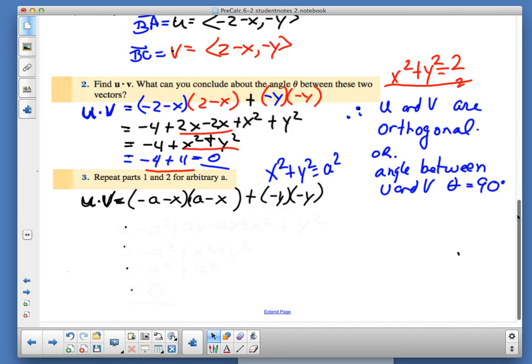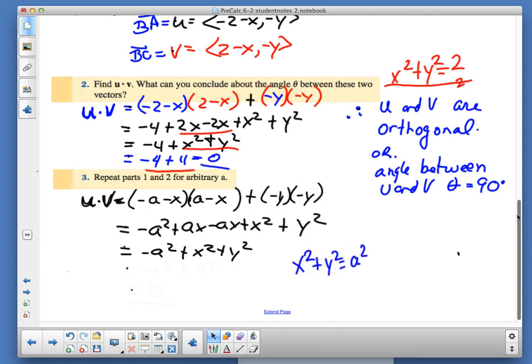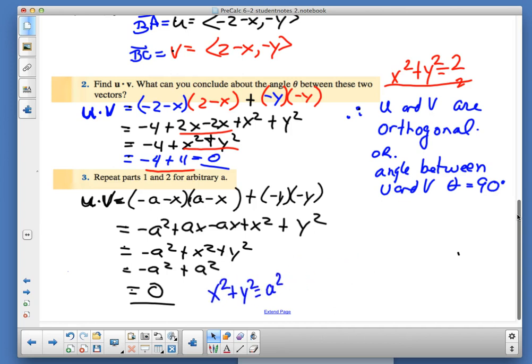So again, my multiplication comes out, ax minus ax, that's 0. So I've got negative ax squared plus x squared plus y squared. And we just talked about the fact that x squared plus y squared is a squared, so I get to substitute that in. And I find that my value is 0, as we would surmise, because it works in every situation. I think I've already made my point.